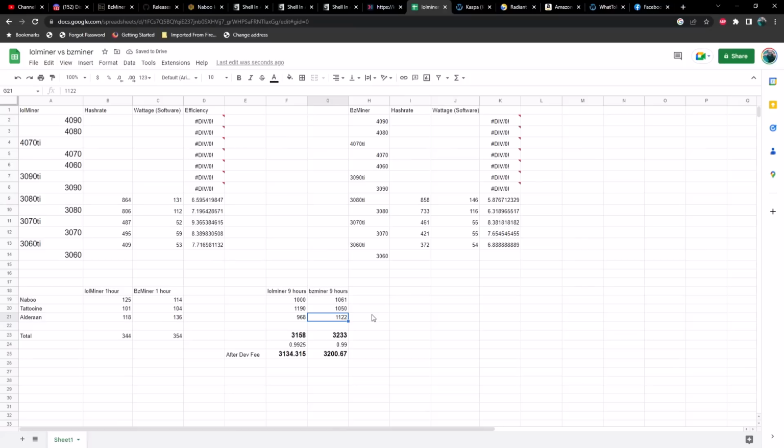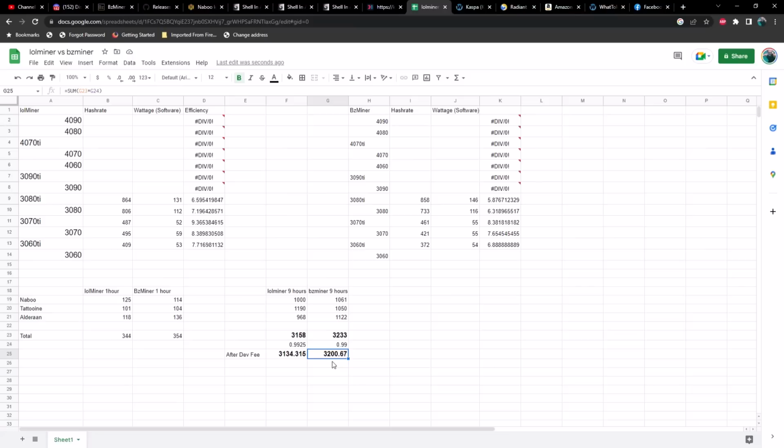And there it is, guys. So 3158 on lolMiner after 9 hours, and 3233 on BzMiner after 9 hours. Now, if you take your dev fee out of the equation here, lolMiner has a dev fee of 0.75%, and this should be, yeah, that's correct. So they are 1% on BzMiner. So as you can see, even after the dev fee, BzMiner did come out on top with a 9 hour test on shares.